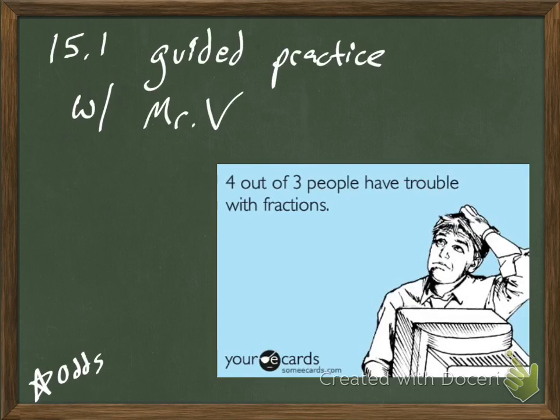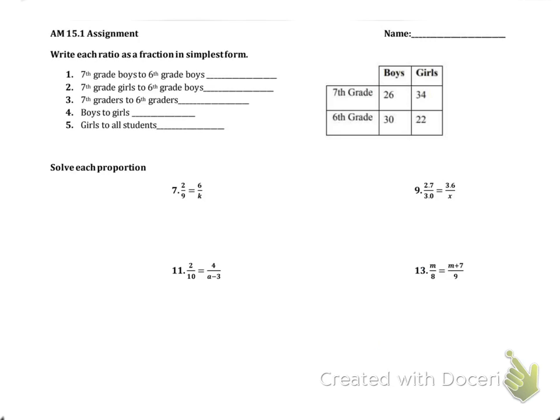This is a 15.1 guided practice. I'm going to be doing the odds, and we're talking about ratios and fractions. So let's not worry about this one or this one. The first one says write each ratio as a fraction in its simplest form, so don't get points taken off. Make sure it's in the simplest form.